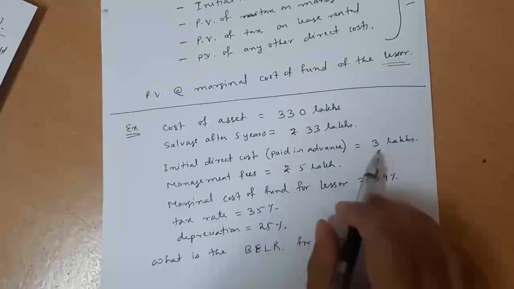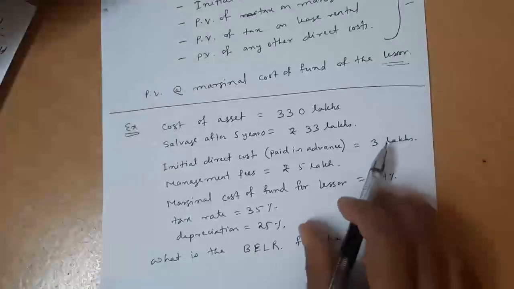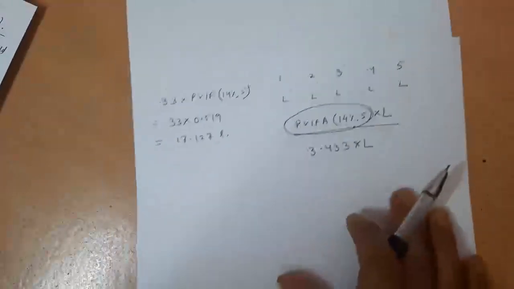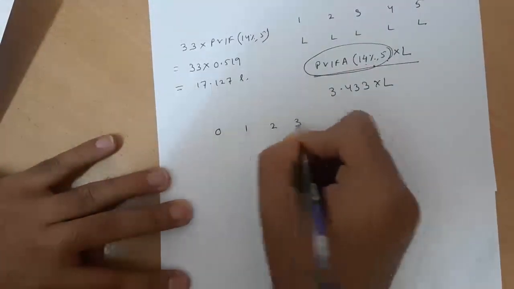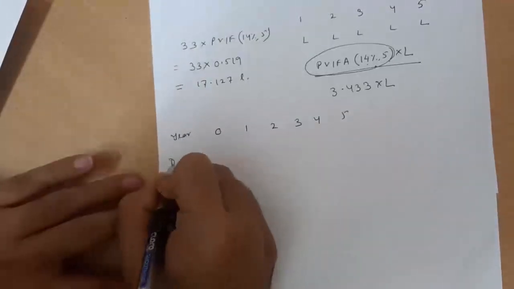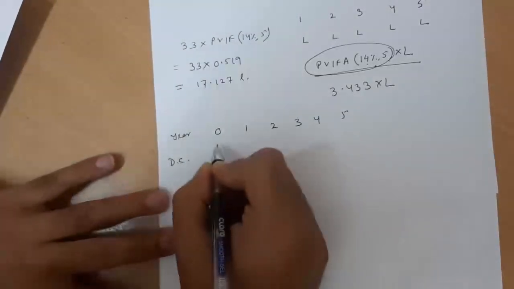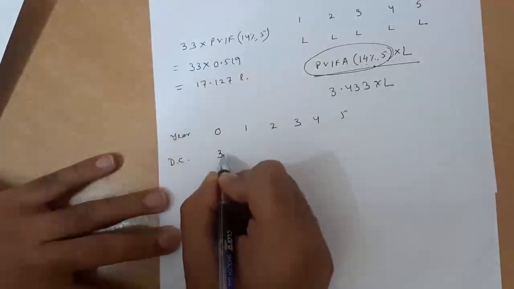So the present value of this direct cost will be 3 lakhs. The expenditure is 3 lakhs, and its present value is also 3 lakhs, meaning the expenditure is like this. You see, you have this timeline: 0, 1, 2, 3, 4, 5. This is the year. The direct cost is incurred on the 0 year only, at the starting. So at the starting you have this 3 lakh expenditure.